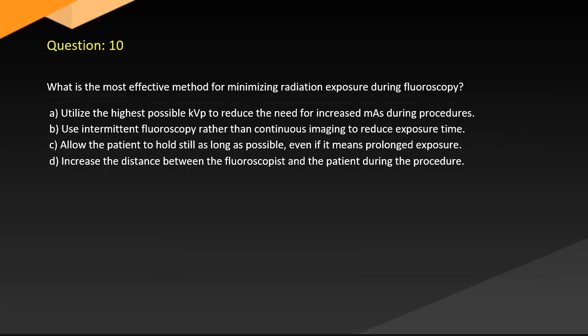Question 10. What is the most effective method for minimizing radiation exposure during fluoroscopy? A. Utilize the highest possible kVp to reduce the need for increased mAs during procedures. B. Use intermittent fluoroscopy rather than continuous imaging to reduce exposure time. C. Allow the patient to hold still as long as possible, even if it means prolonged exposure. D. Increase the distance between the fluoroscopist and the patient during the procedure.